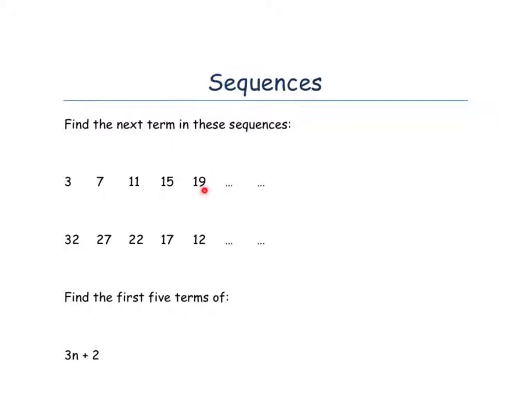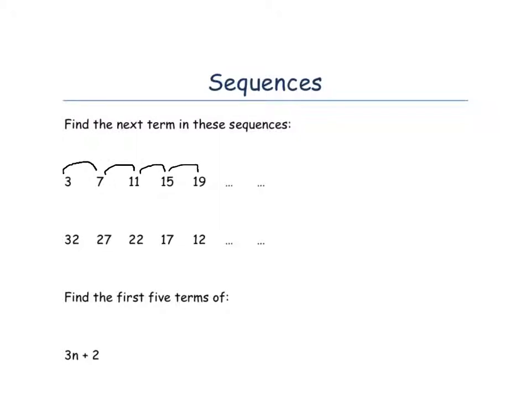And that's really important because when we're generating a sequence, we're going to substitute the value for the first term as being n equals 1, for the second term n equals 2, third term n equals 3. But the first thing we're asked to do in this question, it says find the next term in these sequences. So how do we get from one number to the next number?